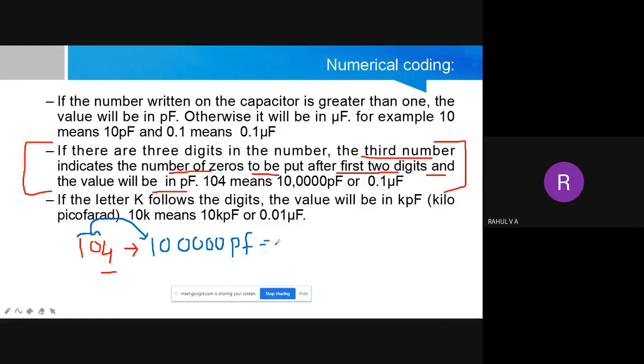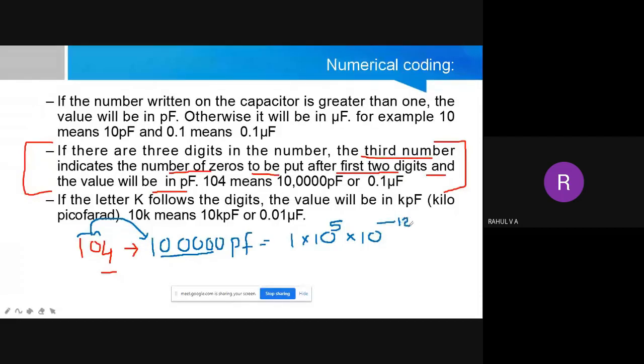So again, I am reducing this a little bit. 1 into, now how many zeros are there? How much should I write? 5 zeros are there. So I can write 1 into 10 raised to 5 into, what is pico? 10 raised to minus 12. So into 10 raised to minus 12, that much farad.